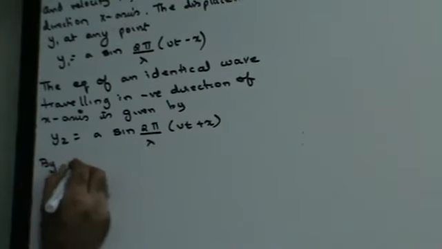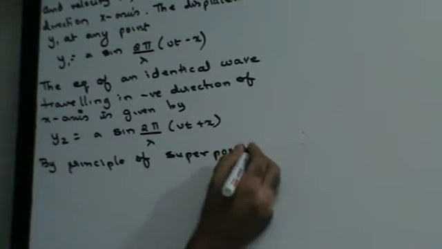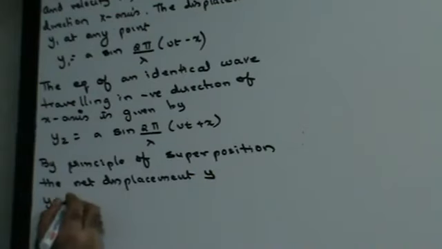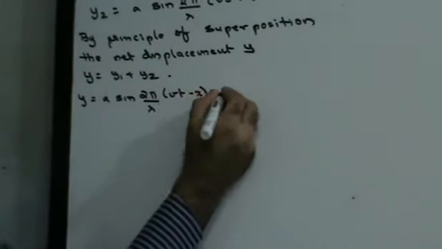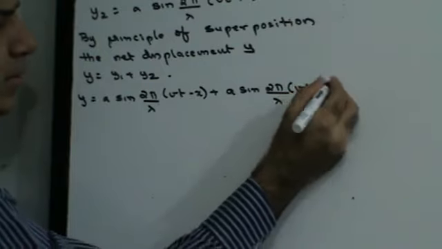Now I can say by the principle of superposition, the net displacement y is given by y1 plus y2. So in that case I can say y is equal to a sine 2 pi by lambda (vt minus x) plus a sine 2 pi by lambda (vt plus x).